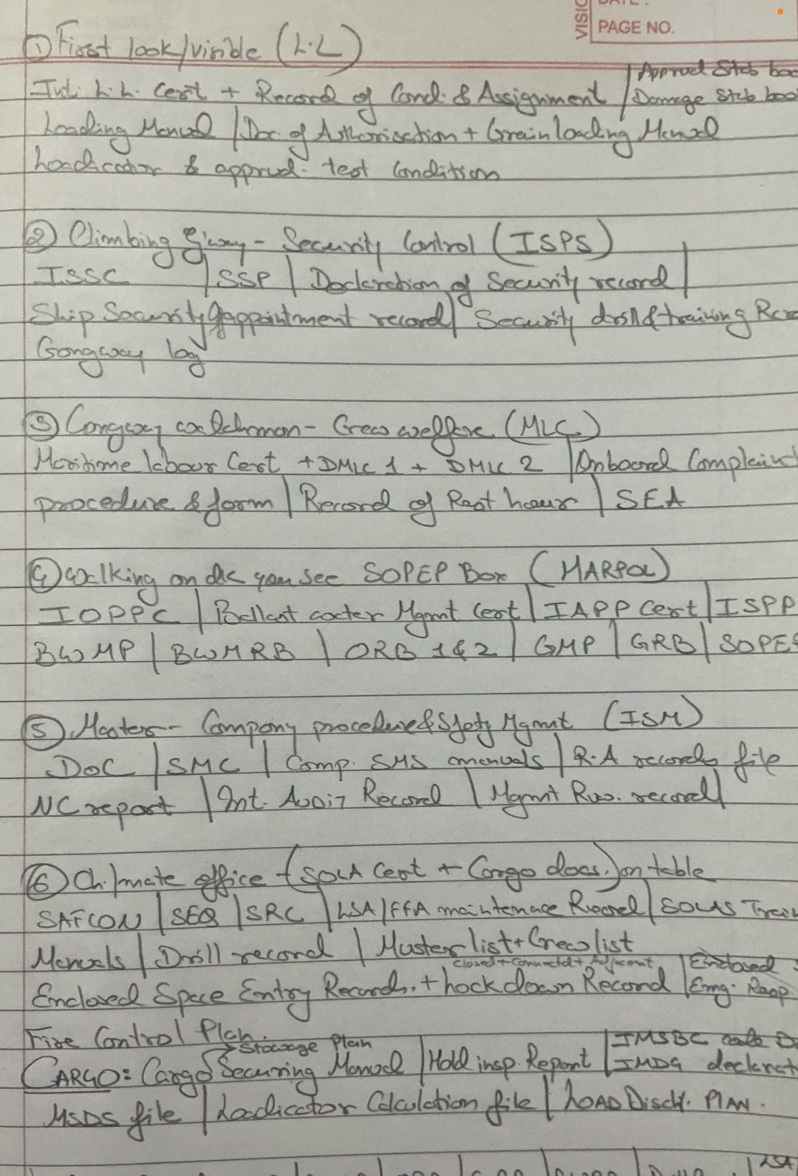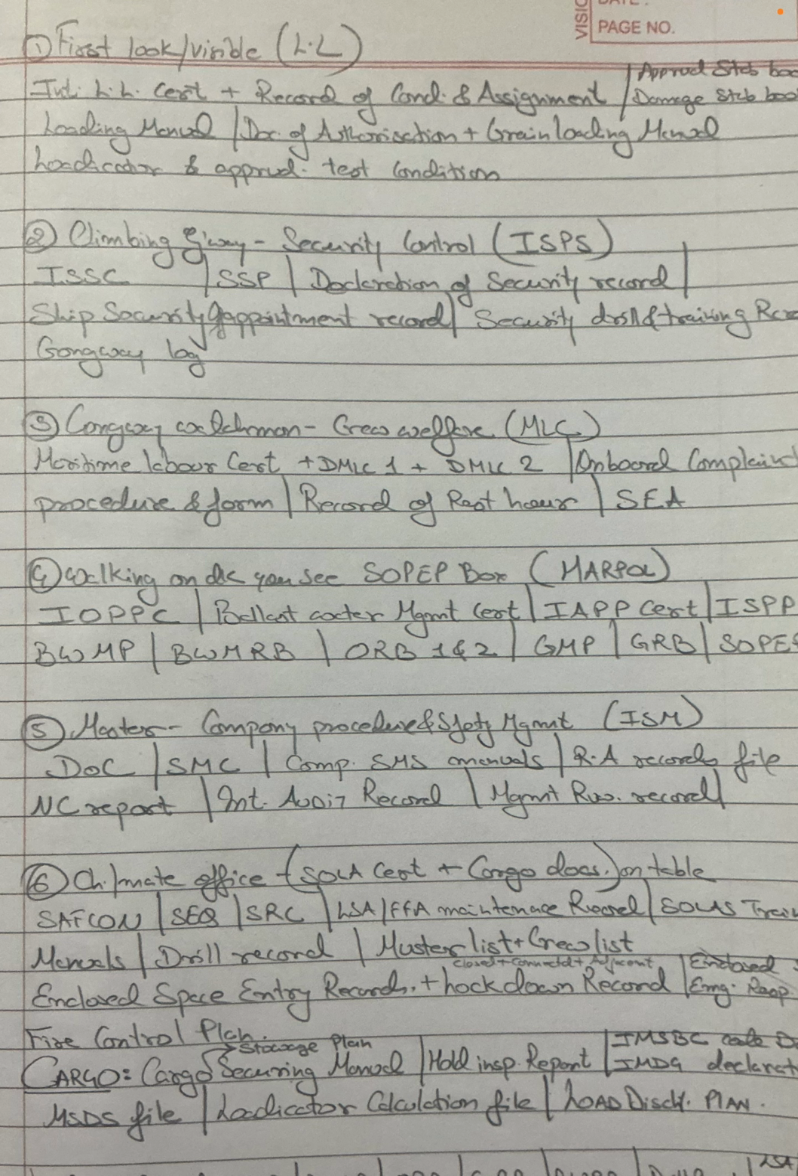You see the gangway security man. So what's going to happen? Security control, ISPS. So what is related with ISPS? International Ship Security Certificate. When do you get the International Ship Security Certificate? Only after you have a ship security plan, so SSP.